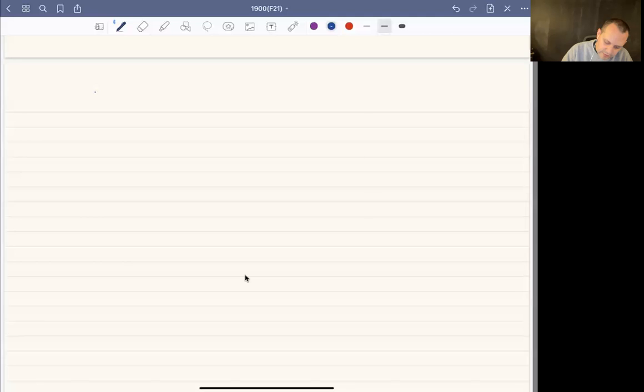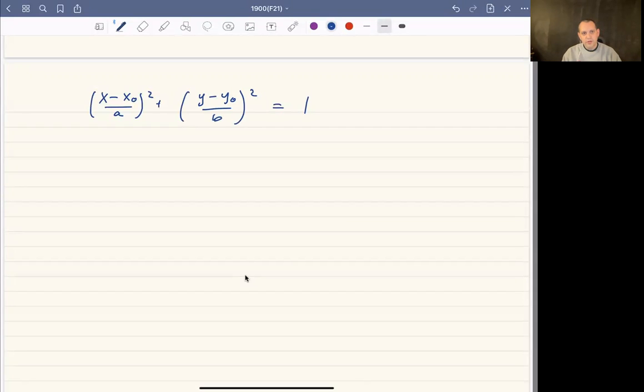Let's say we have (x minus x naught) over a, squared, plus (y minus y naught) over b, squared, equals 1. We know that this is an ellipse. It's going to depend on whether a or b is bigger, but the x values go between a and minus a, and the y values go between b and minus b, except they're shifted.